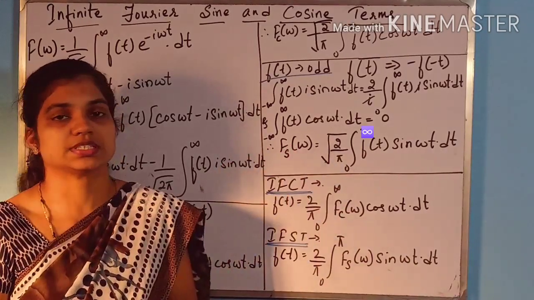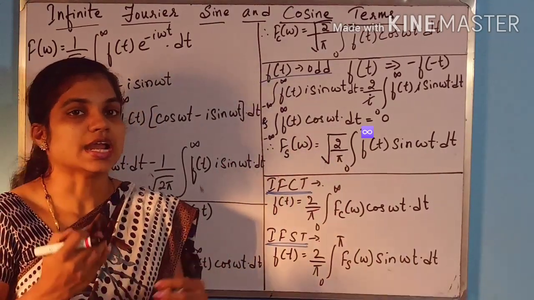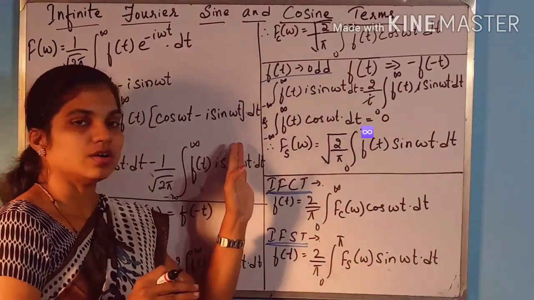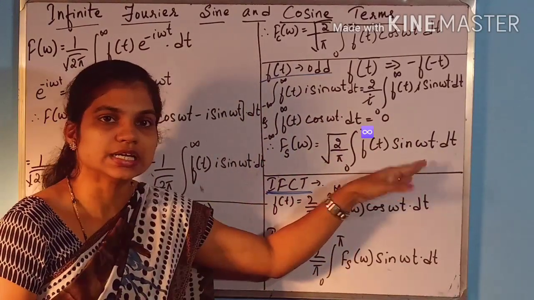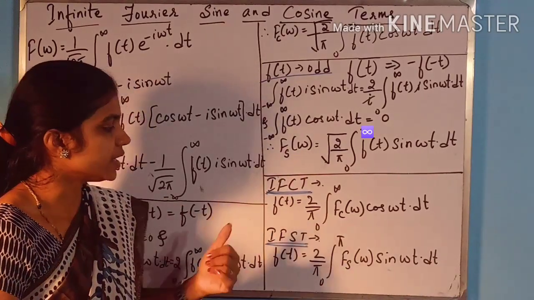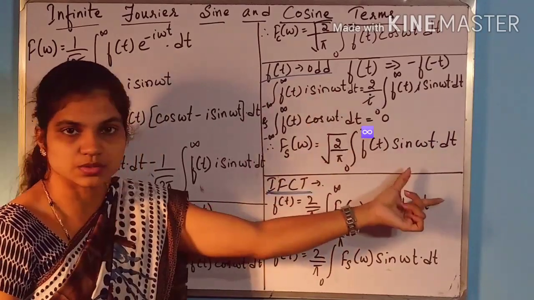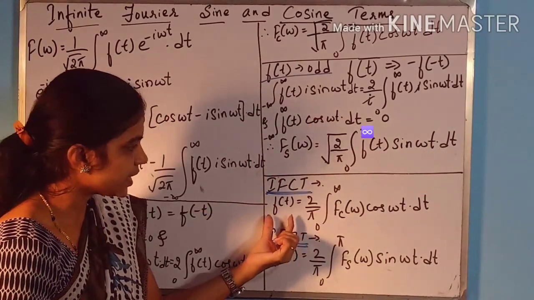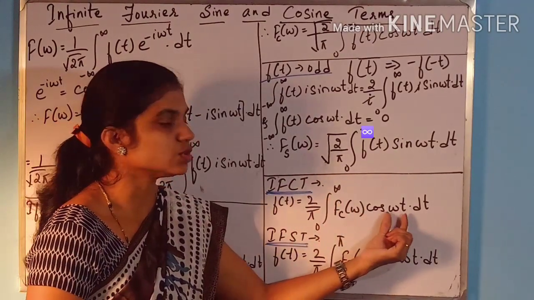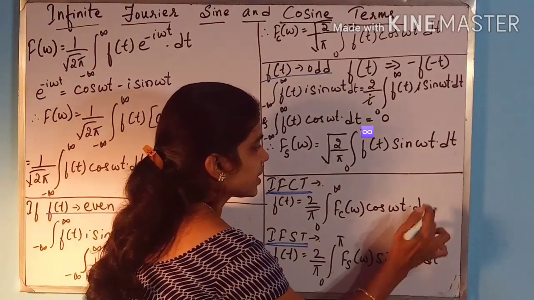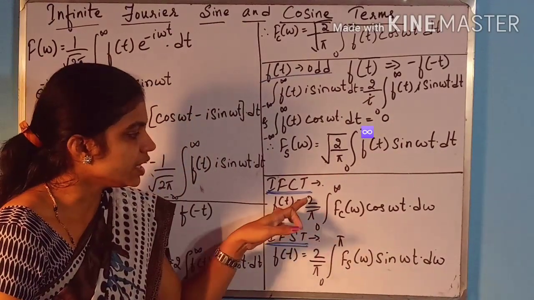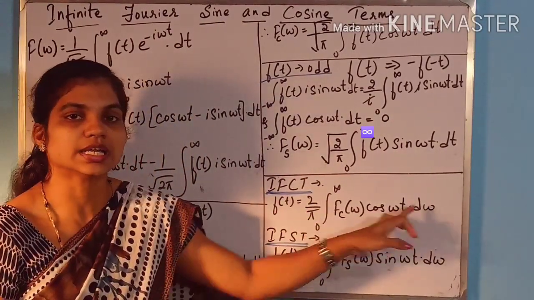Now if I want to represent the inverse Fourier cosine transform and inverse Fourier sine transform, I have to just replace f of t on the other side and f of omega I have to bring inside. That is what we have to do when we are representing the inverse part. So f of t comes out and f of omega goes inside. So when we write that, we get f of t is equal to 2 by pi, integral from 0 to infinity of f c of omega cos omega t d omega. This is d omega because we are converting it into frequencies.